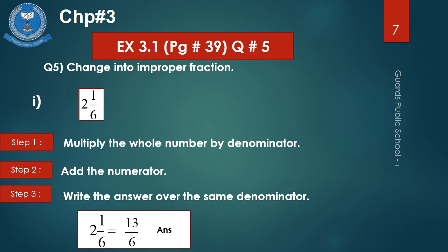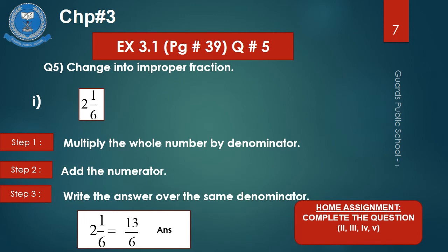So this is your improper fraction. Now here are some questions which you have to do in your copy as a home assignment. How many questions? 2, 3, 4 and 5, because one I have done for you.